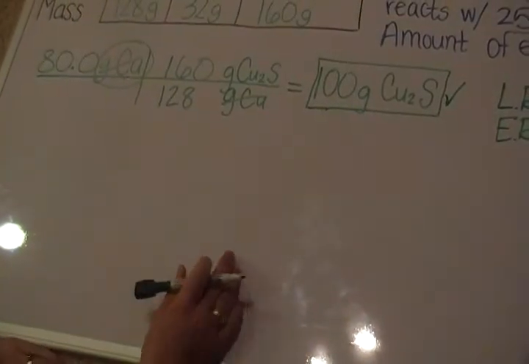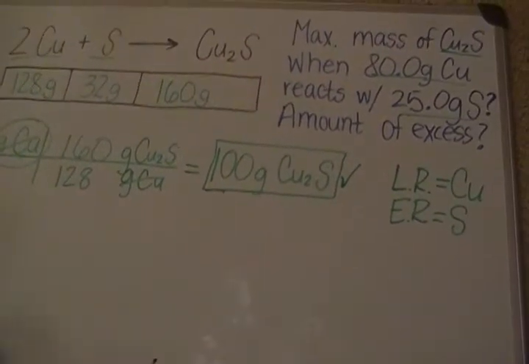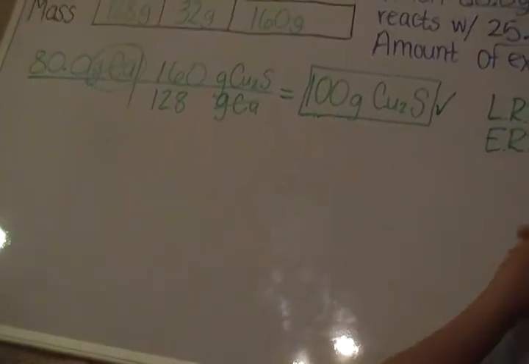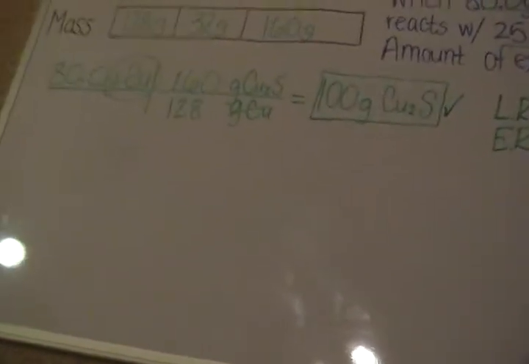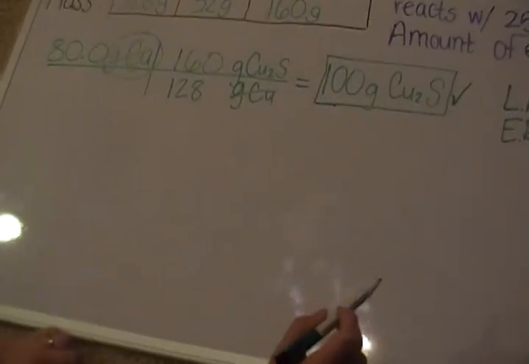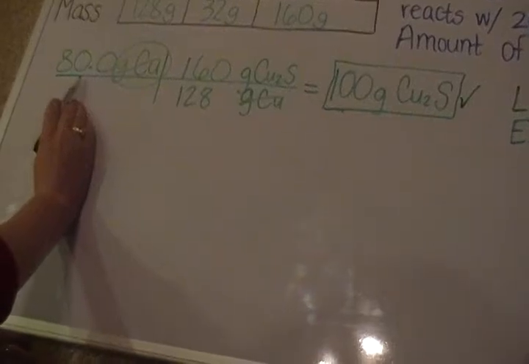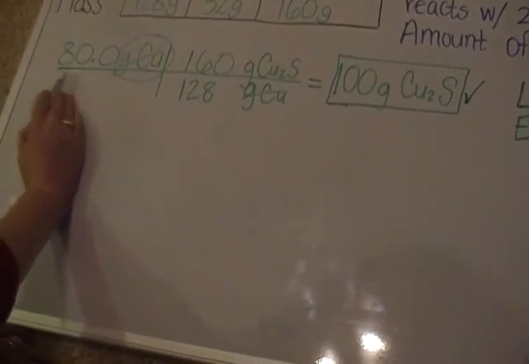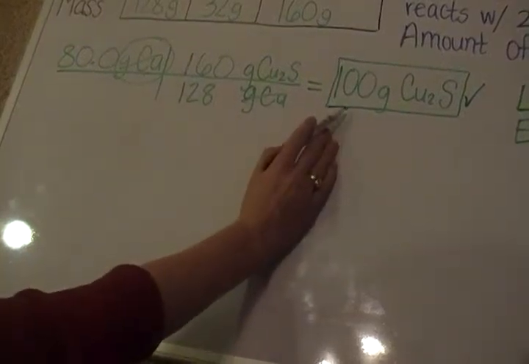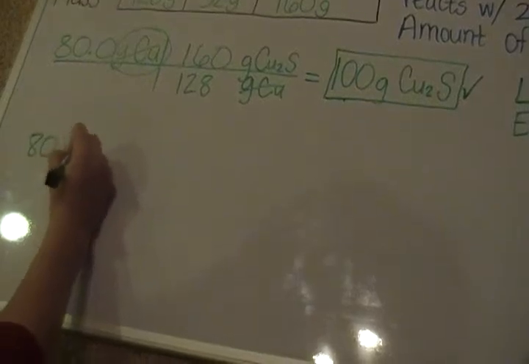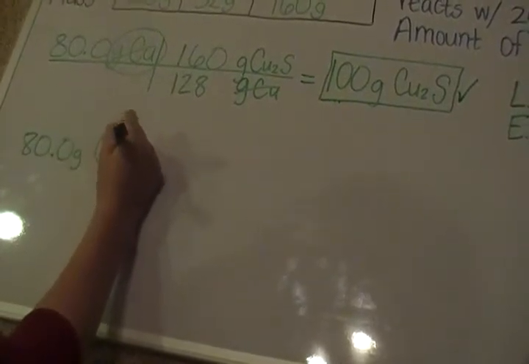Now the other question that I'm asked is the amount of excess. I need to figure out how much of my excess reagent, my sulfur, how much of this am I going to have left? So what I'm looking for now is I'm solving for the amount in grams of sulfur that I have left after a reaction with 80 grams of copper. Okay, I have to start with my 80 grams of copper because I know that this is the amount of copper it takes to produce this. So I'm going to start my calculation with what I already know. I have 80 grams of copper.